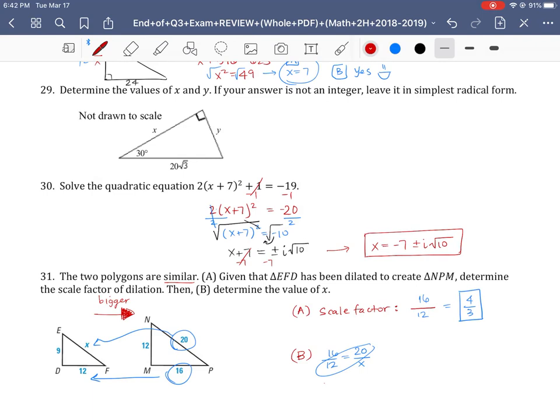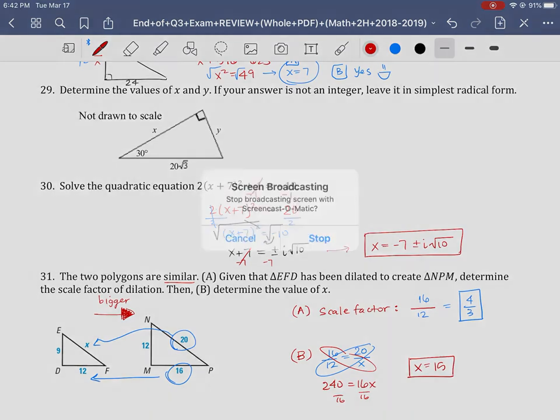All right, so then we multiply those together. We get 240 on that diagonal, and we get 16x there. So then we divide by the 16. And when we do that, we end up getting x is equal to 15. Now again, some of you guys like to use the scale factor to find it instead of proportions. That's fine too. All right, another page down.